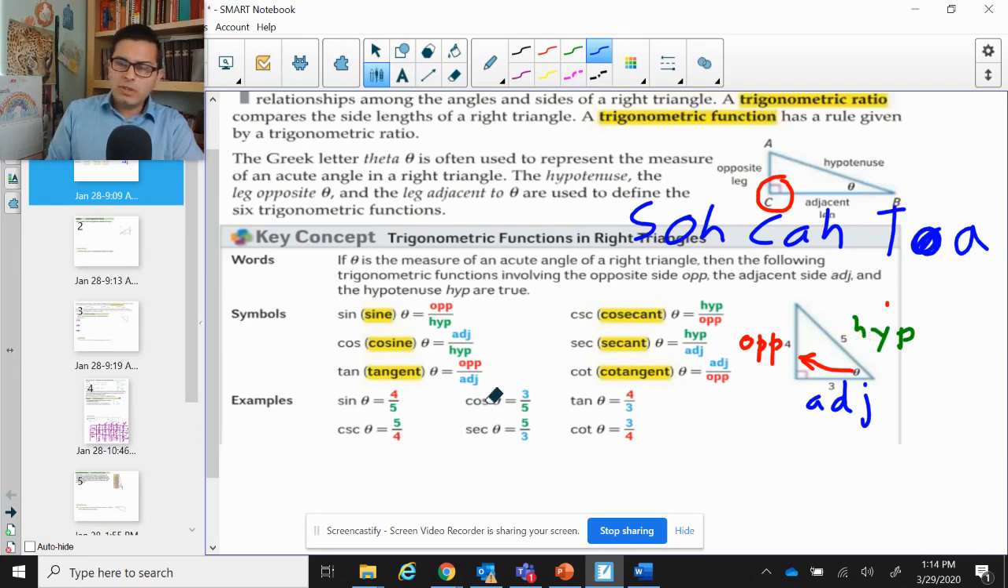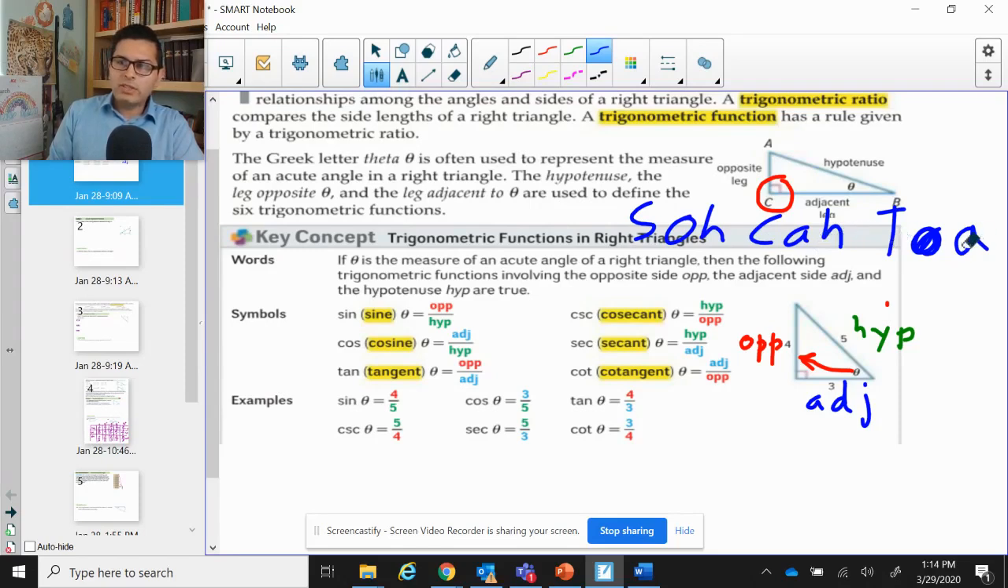So let's continue with our 3 main trig functions, sine, cosine, and tangent. We're going to go to cosine. That's where the CAH comes in. C-A-H. Cosine equals adjacent over the hypotenuse. So we're going to have 3, because we have labeled that, divided by our 5, which is our hypotenuse. Cosine equals adjacent divided by our hypotenuse.